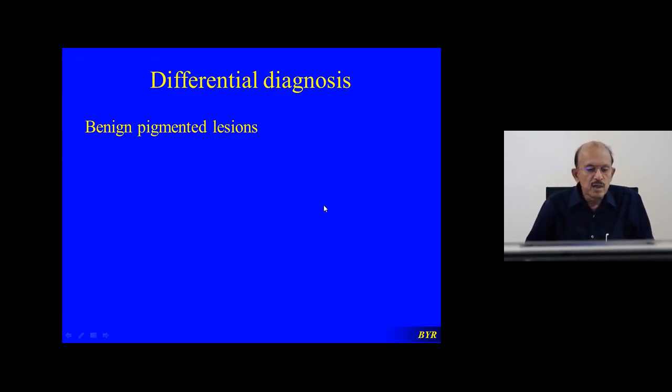Okay, wart means which wart? There are 2 types of warts: squamous cell papilloma and basal cell papilloma. Which wart? Seborrheic wart. Very good. That is called basal cell papilloma, also called seborrheic wart. Next.